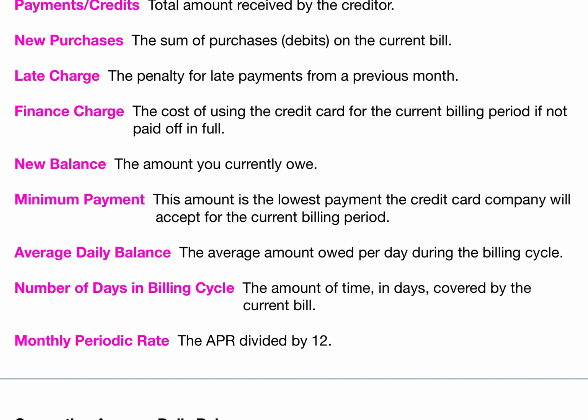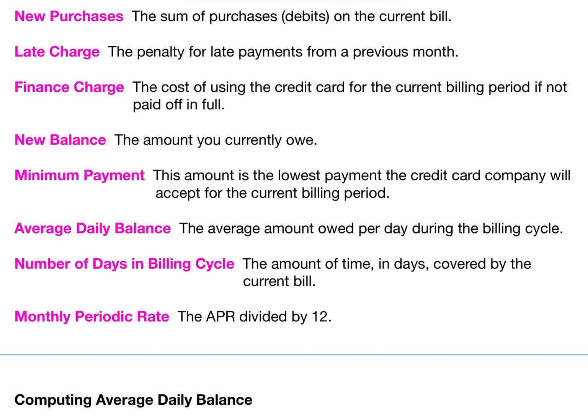Minimum payment, this is the lowest amount that you must pay to the credit card company for a given month, so that the credit card company will accept it for the current billing period. And then the average daily balance, this is the average amount owed per day during the billing cycle, and I will show you how we will calculate that. Number of days in the billing cycle, this is the amount of time, in days, covered by the current bill. And then the monthly periodic rate is the APR divided by 12. Okay, so hopefully that made sense to you.